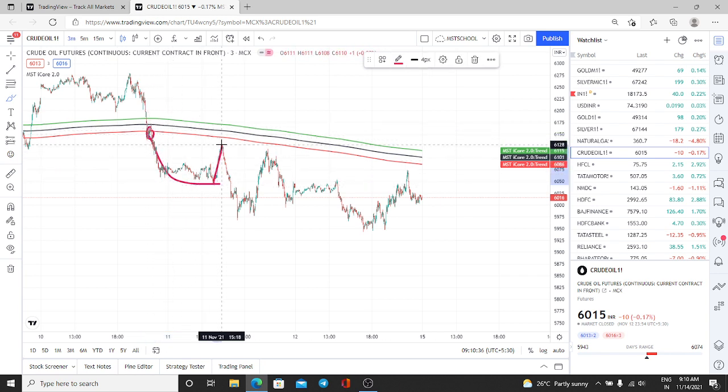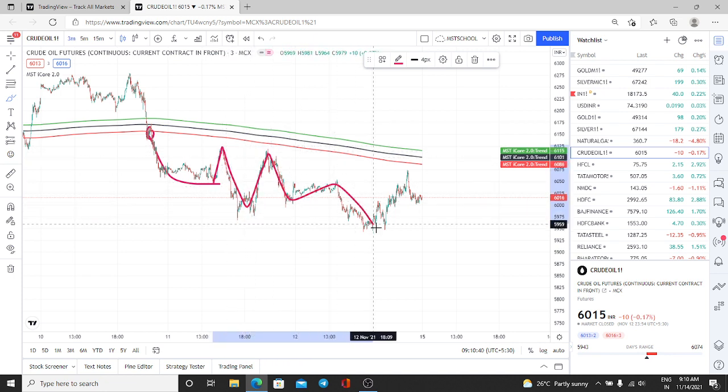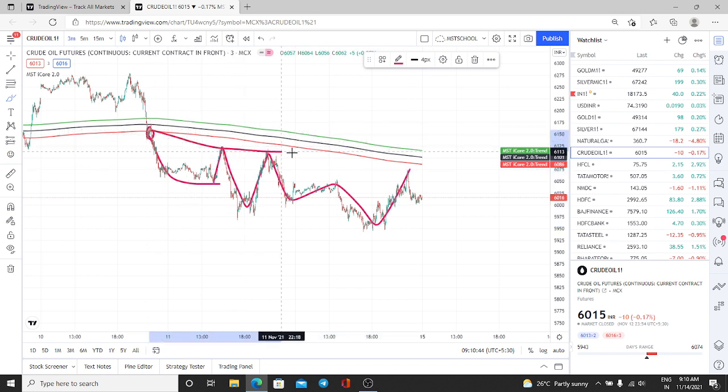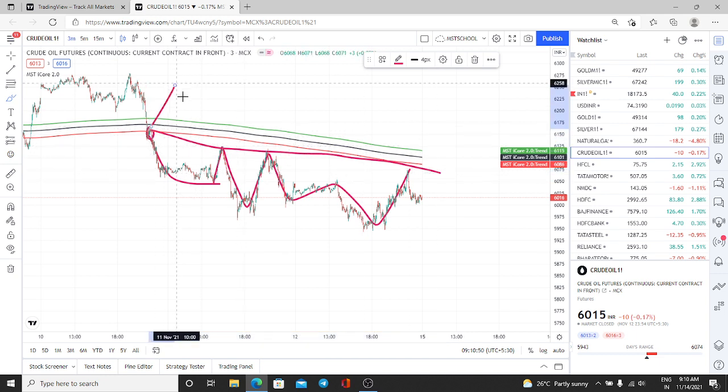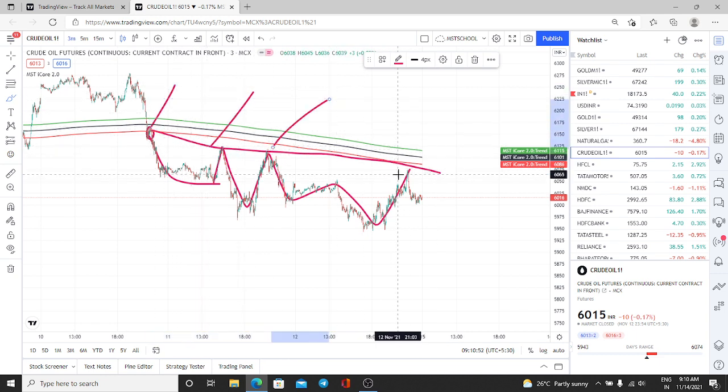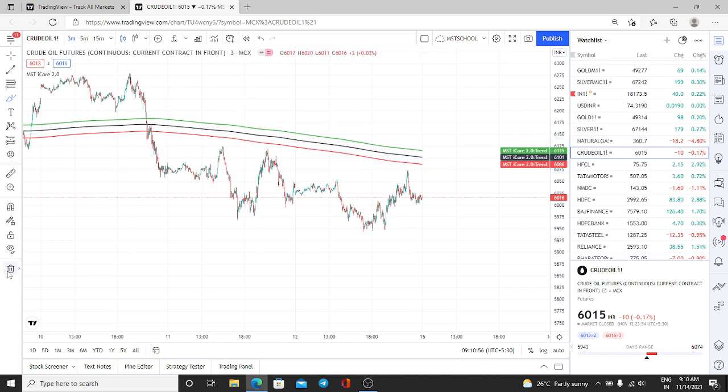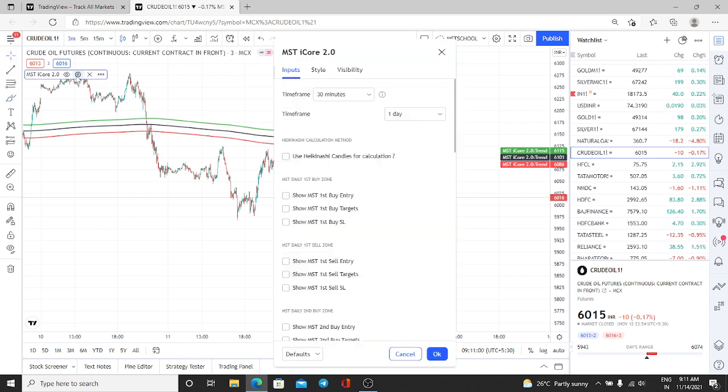Then one retracement, another retracement, another retracement. If we connect all these lines, it becomes one trend line. So it has formed a triple bottom, four bottom. Okay, so all these things you can consider. So this is the first setting we have in our indicator.